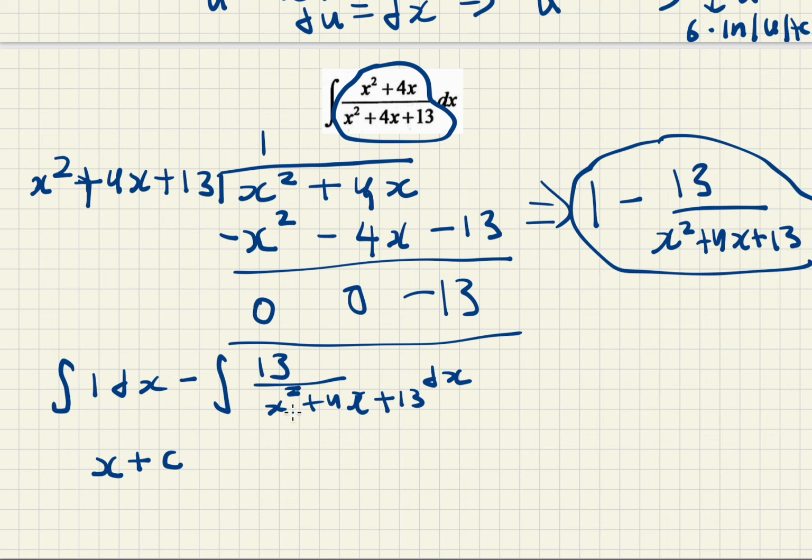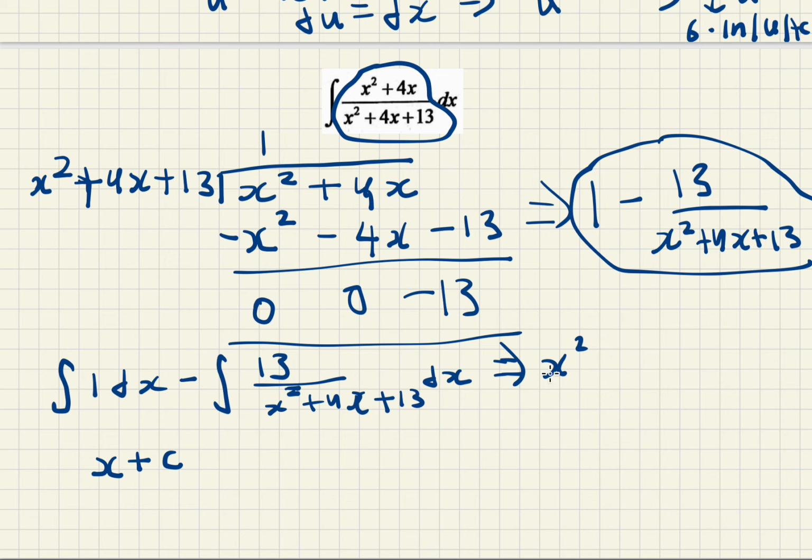In this case, we can do completing the square. So another simple algebraic technique will work exclusively with the denominator, x squared plus 4x plus 13. What you need to do is remember the quadratic formula, ax squared plus bx plus c.